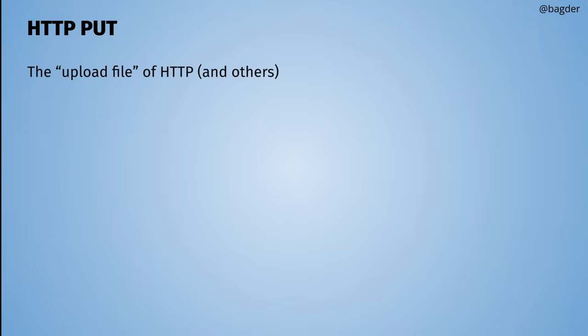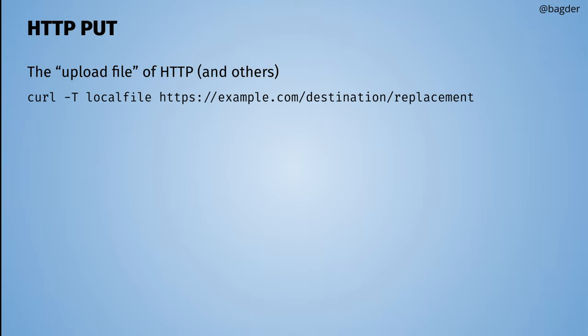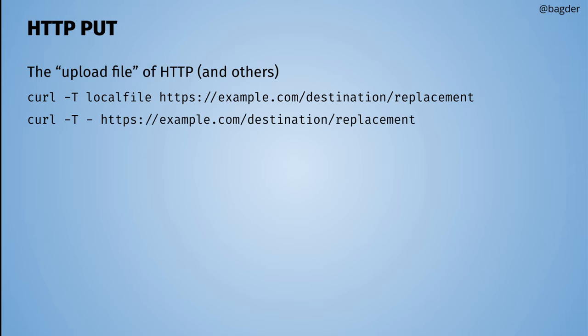PUT is a more uploady thing. Pretty much, it's HTTP's lingo to replace a remote resource, right? Put my file here remotely, the entire file over there. POST is more sending data to another place. PUT is sending, sort of replacing the file over there. And you do the upload like you do with all the other protocols with curl, like this. You could do it from standard in.